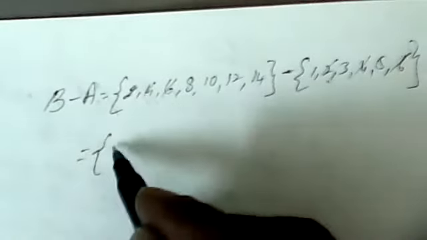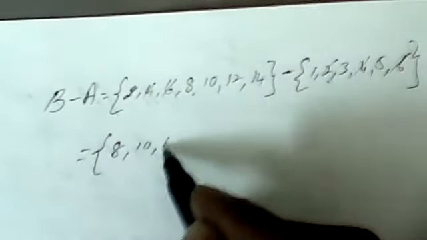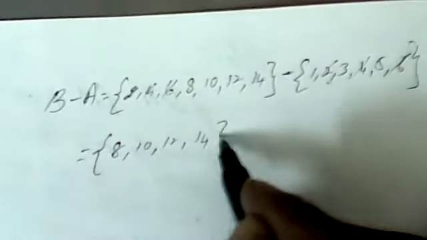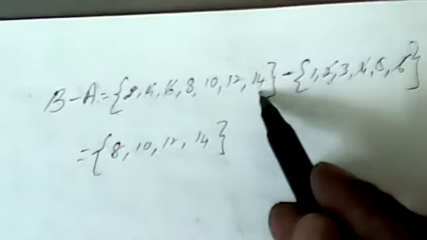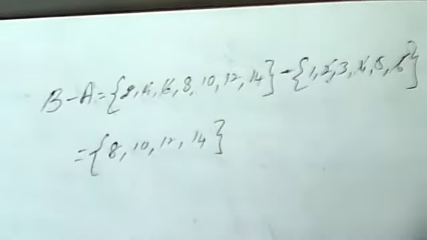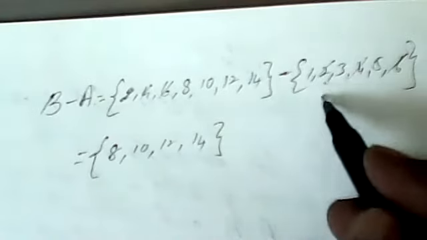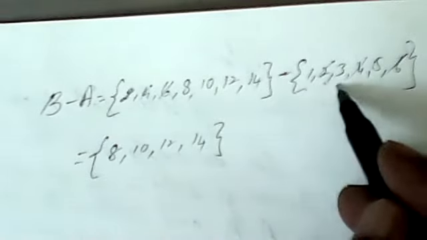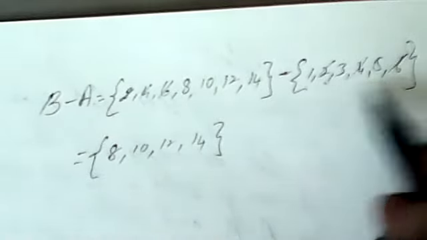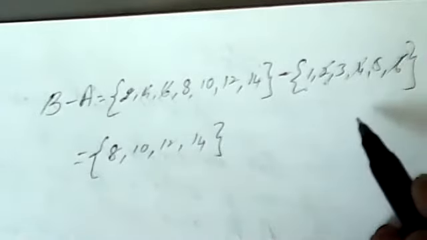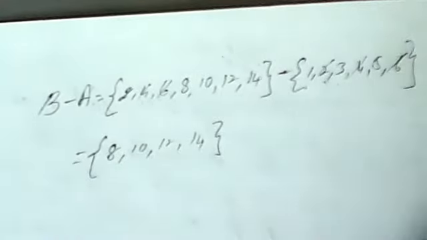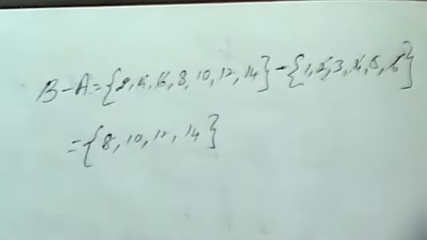So we are left with 8, 10, 12, 14. We have to see only this set and not this set. We are least bothered about this set. In this, 1, 3, and 5 are left over, but we are least worried about this. Understand now? So this is B minus A. Copy down, all of you.